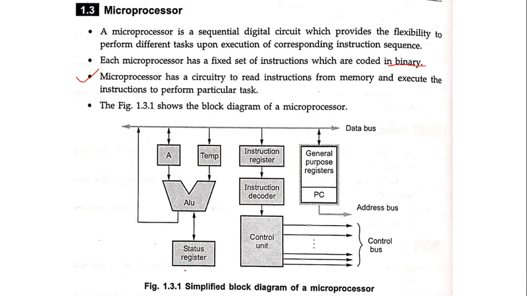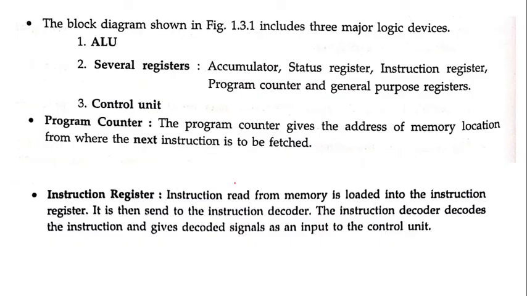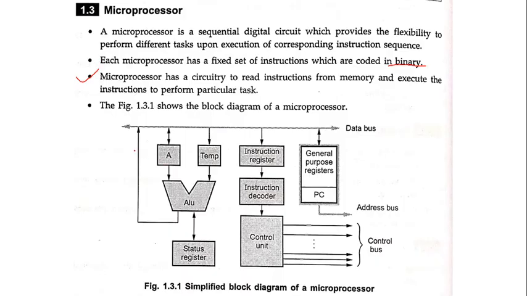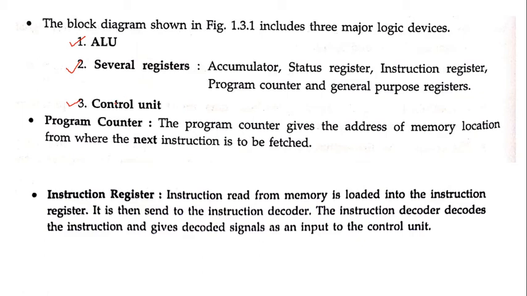So a microprocessor consists of all these things in one integrated chip. The block diagram shown in the figure has three major devices, that is the ALU, several registers that are the accumulator, status register, instruction register, program counter and general purpose register, and the third one is the control unit. So these three are the basic or major devices that are used in the microprocessor.